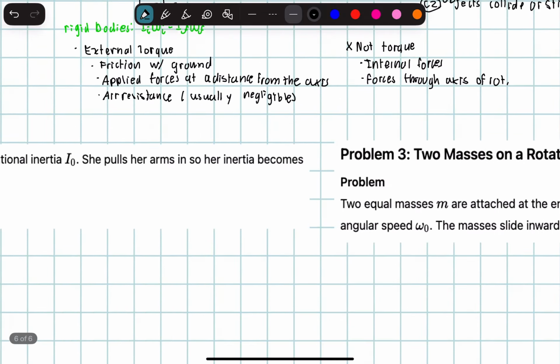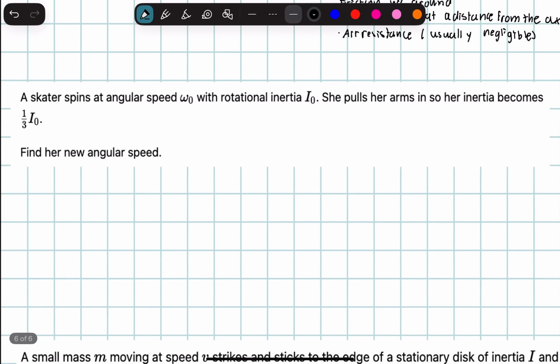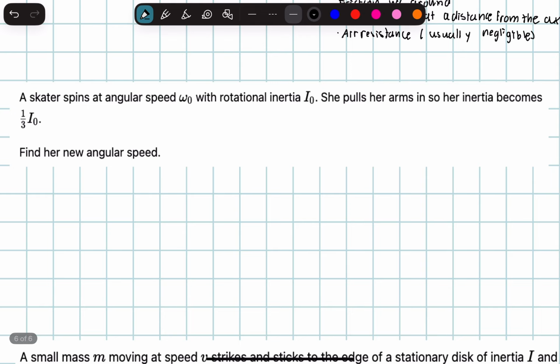Now let's continue with some problems. Let's say we have a skater that spins at angular velocity initial with rotational inertia I initial. She pulls her arms in, so her inertia becomes 1/3 I initial. Initially her arms are all the way out, but then her arms go inward like this. We want her new angular speed.